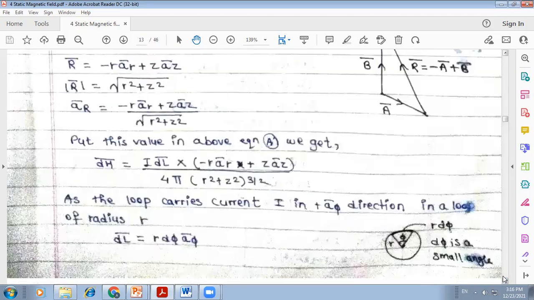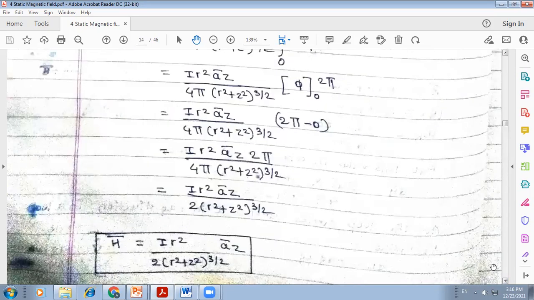And the third we have just seen, that is for the circular loop. The H bar is equal to I r square divided by 2 into (r square plus z square) raised to 3 by 2, into unit vector A bar z here. And the unit is ampere per meter. Always write the unit. Okay, did everyone understand the derivation?